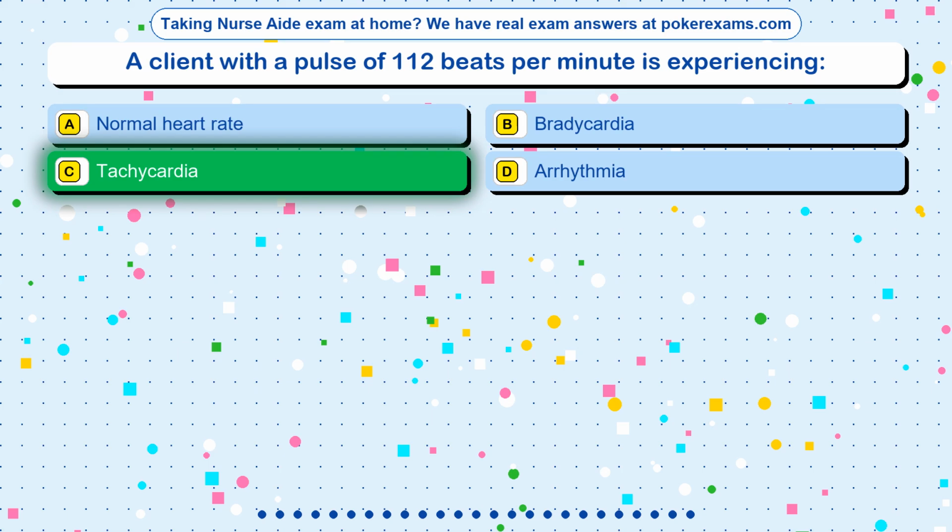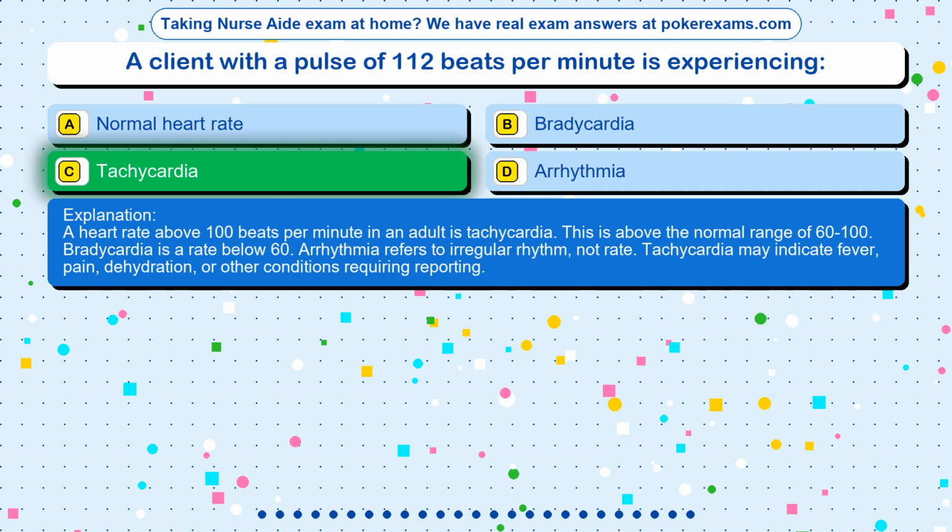The correct answer is option C, tachycardia. A heart rate above 100 beats per minute in an adult is tachycardia. This is above the normal range of 60 to 100. Bradycardia is a rate below 60. Arrhythmia refers to irregular rhythm, not rate. Tachycardia may indicate fever, pain, dehydration, or other conditions requiring reporting.